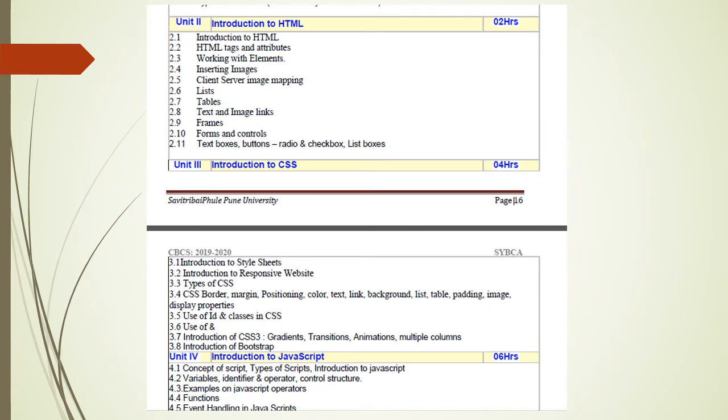In the next unit, we are going to study HTML, its introduction. Then we will study various tags and attributes, client server image mapping, tables, lists, how to insert them, how to insert images, text, frames, etc. Then in the third unit, we will consider introduction to CSS. The next unit is Introduction to JavaScript, where we will consider various concepts in the script, event handling, functions, examples on JavaScript operators, etc.